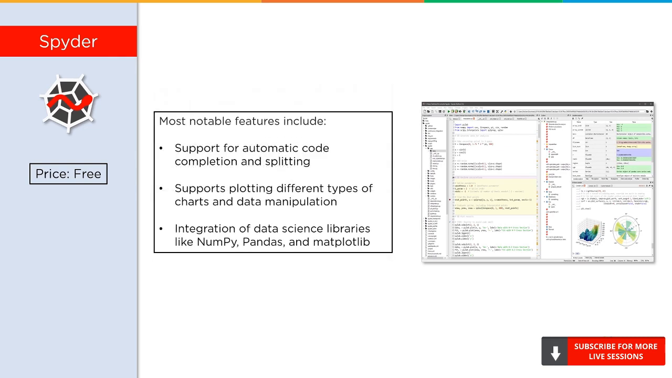Some of the most notable features include support for automatic code completion and splitting, and plotting different types of charts and data manipulation. Followed by that, we have integration of data science libraries such as NumPy, Pandas, and Matplotlib. Spyder has some of the greatest features such as auto code completion, debugging, and IPython shell. However, it lacks in features compared to PyCharm.